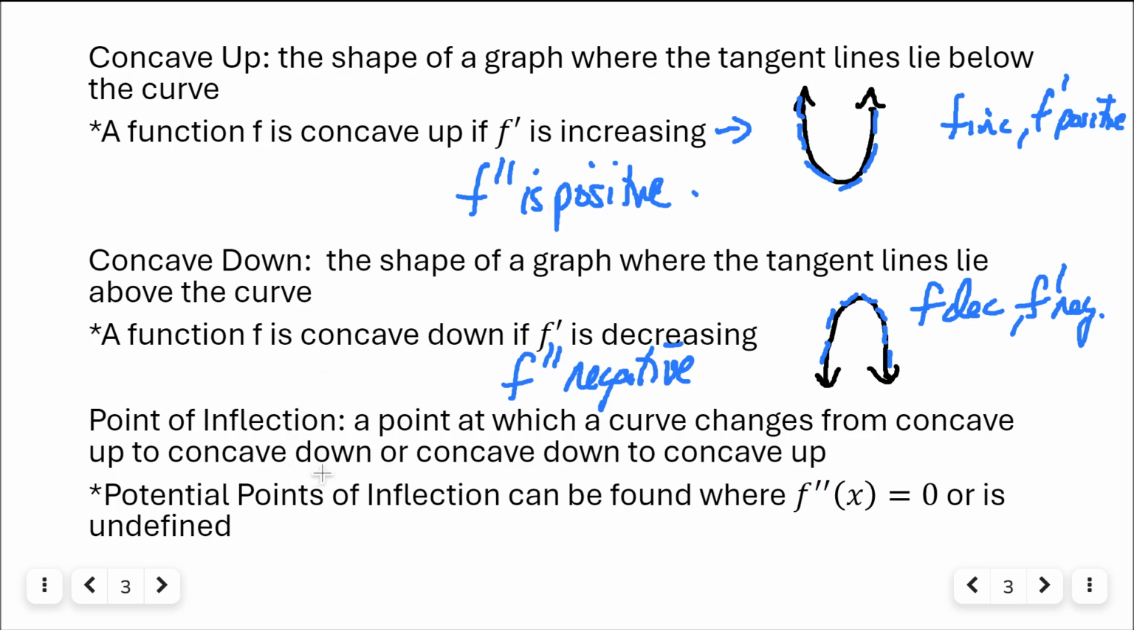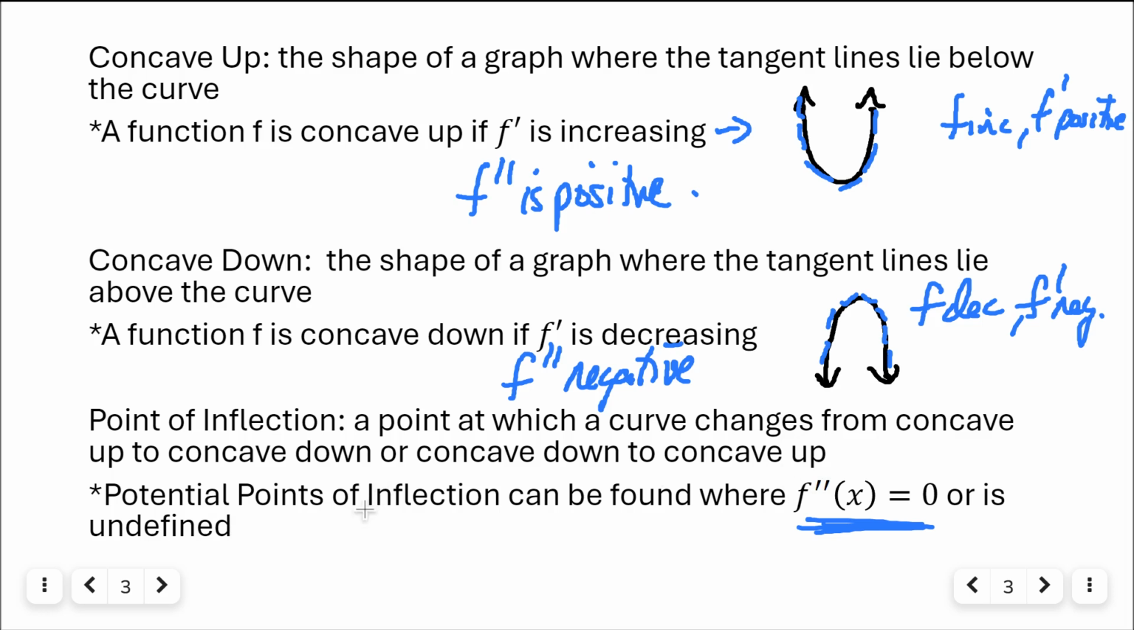Okay, so now to find potential points of inflection, if f double prime is positive, f is concave up. When f double prime is negative, f is concave down. To figure out where the graph goes from concave up to concave down, or concave down to concave up, I would need to know where f double prime changed from positive to negative or negative to positive. Well, where would it change? Where the second derivative is equal to 0. That's where a graph changes over from positive to negative or negative to positive. Okay? Or when f double prime is undefined.